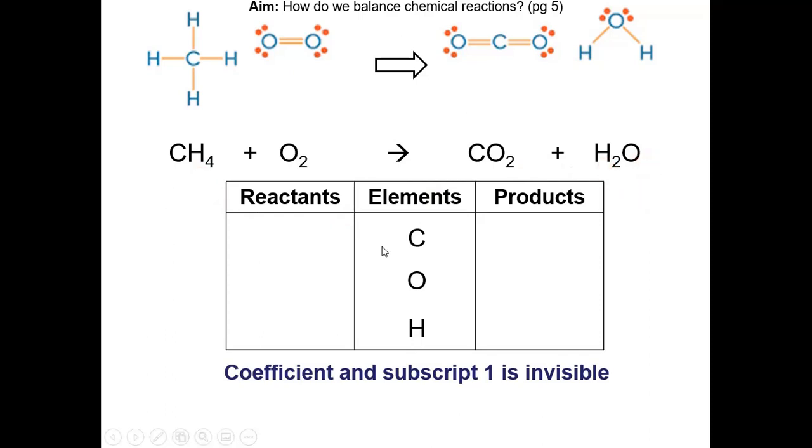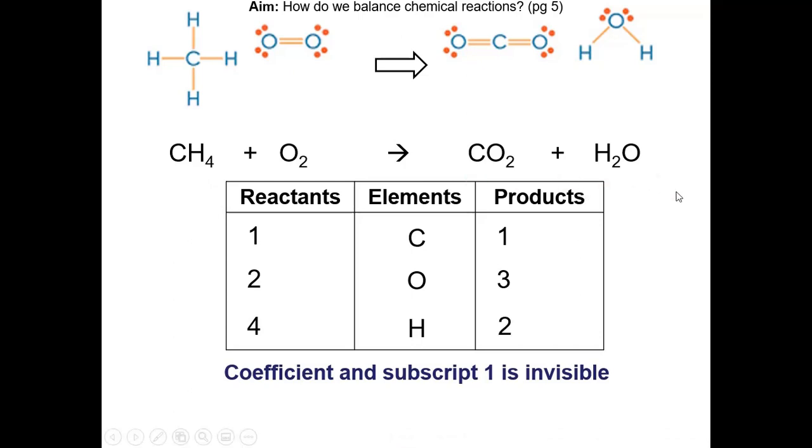Let's do some accounting. How many carbon atoms are on the reactant side? There's only 1 carbon. How many carbons on the product side? There's only 1 carbon as well. How many oxygen atoms are on the reactant side? There is 2. How many oxygen atoms on the product side? There's 2 plus 1, that's 3. How many hydrogen atoms are on the reactant side? There is 4. How many hydrogen atoms are on the product side?